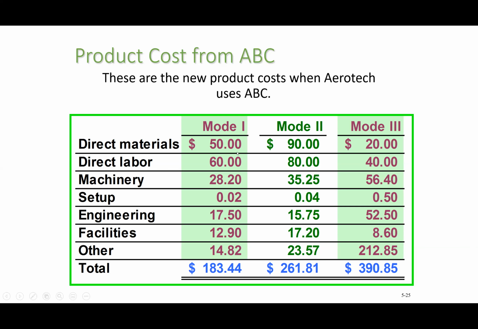So you will have, again, direct material cost 50 and direct labor 60, and we're able to allocate about $28.20 of machinery cost to Model 1 per unit, 2 cents setup cost to Model 1 per unit, $17.50 to engineering, and then $12.90 as a facility cost, and $14.82 per unit. So overall, per unit costs for Model 1 right now stand at $183.44, $261 for Model 2, and $390.85 for Model 3. All right.